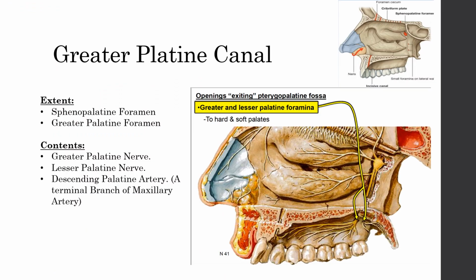The Greater Palatine Canal extends from the sphenopalatine foramen into the Greater Palatine foramen. We already know about the Greater Palatine foramen. The sphenopalatine foramen is situated posterior to the middle concha of the lateral wall of the nasal wall. Here we can see the sphenopalatine foramen. The Greater Palatine Canal gives passage for the Greater Palatine nerve, the Lesser Palatine nerve, and the descending palatine artery.